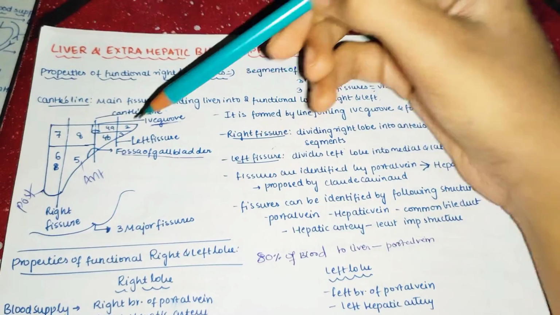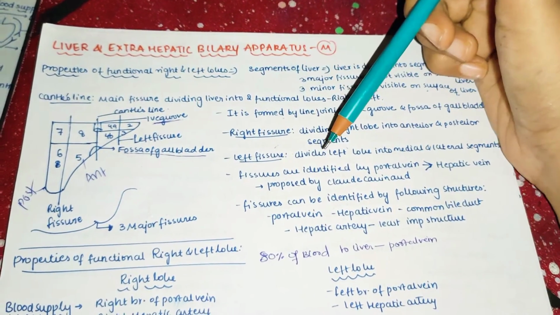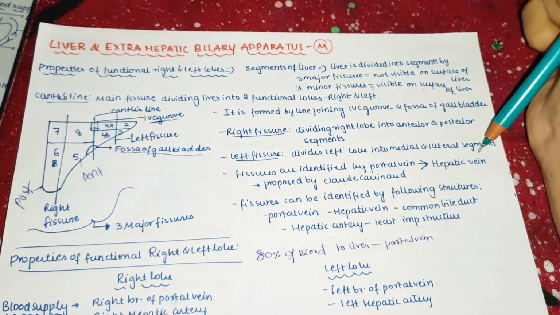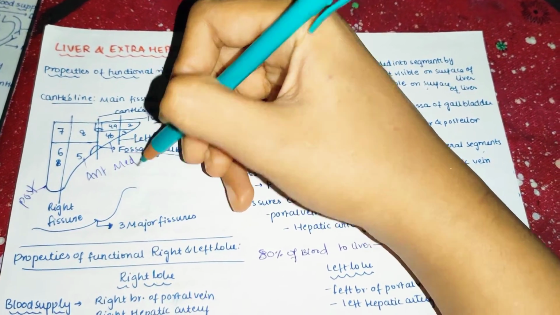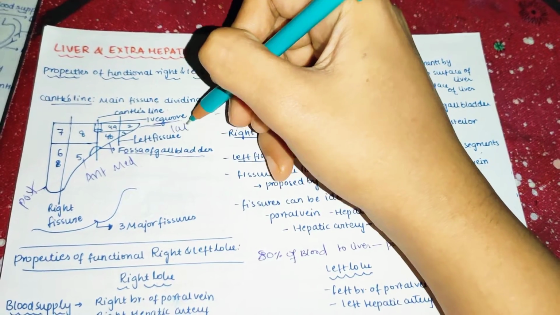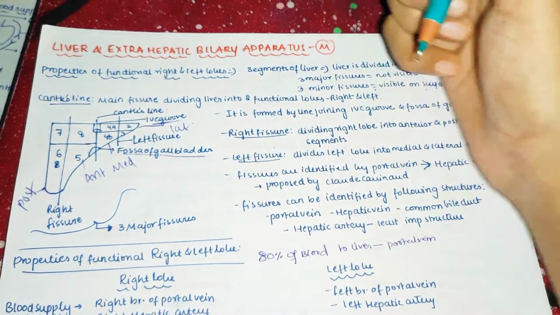Next, coming to the left fissure. This is the left fissure, which divides the left lobe into medial and lateral segments. This is the medial segment and this is the lateral segment. So this is the left fissure.